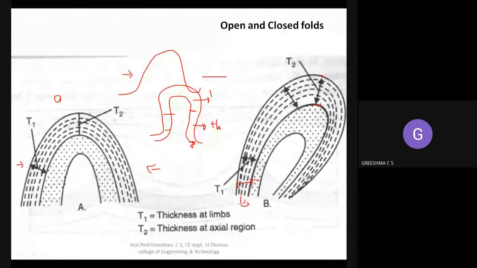Okay, so this is open fold and closed fold. The limb portion will be slightly thin. At the same time, you can see the crust portion will have a greater thickness.